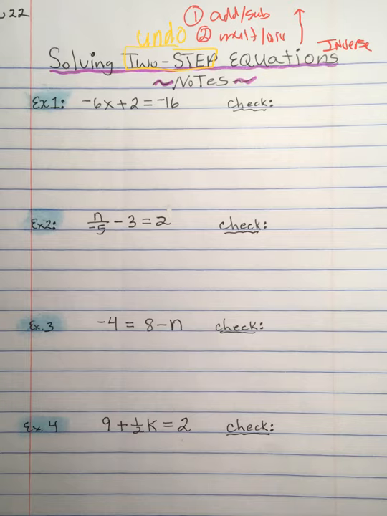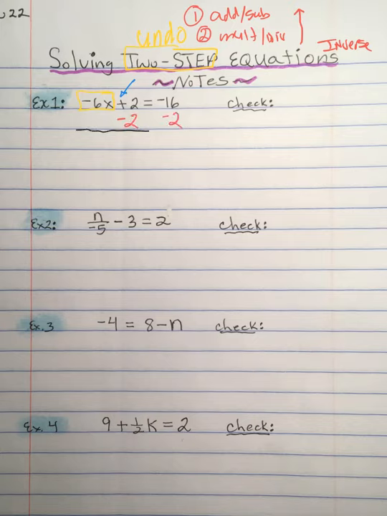That's what we're trying to solve. So -6 times what number plus 2 would equal -16. The first thing we want to do is isolate the term that has the variable in it. So we want to undo the adding or subtracting first. So we have to undo adding. To undo adding, we're going to do the inverse operation, which would be subtracting.